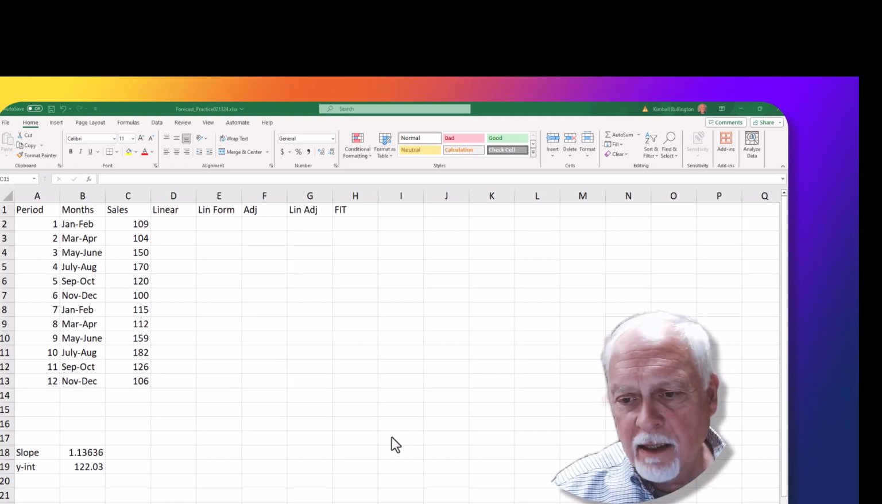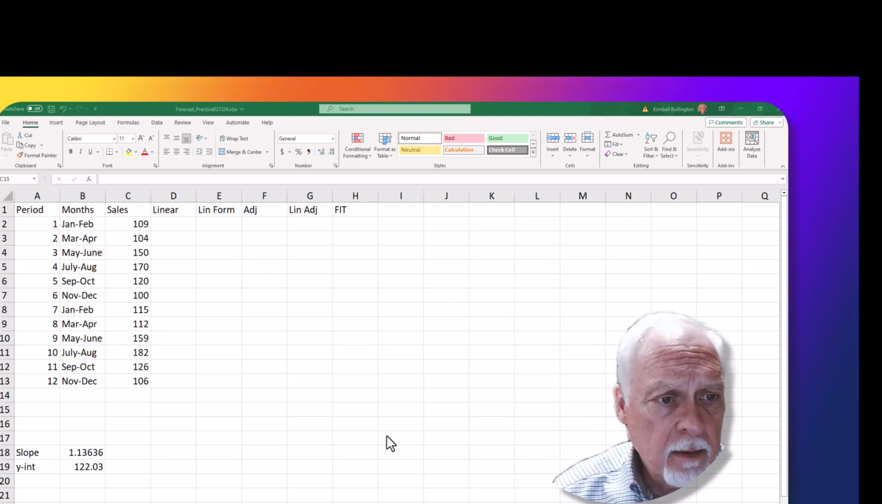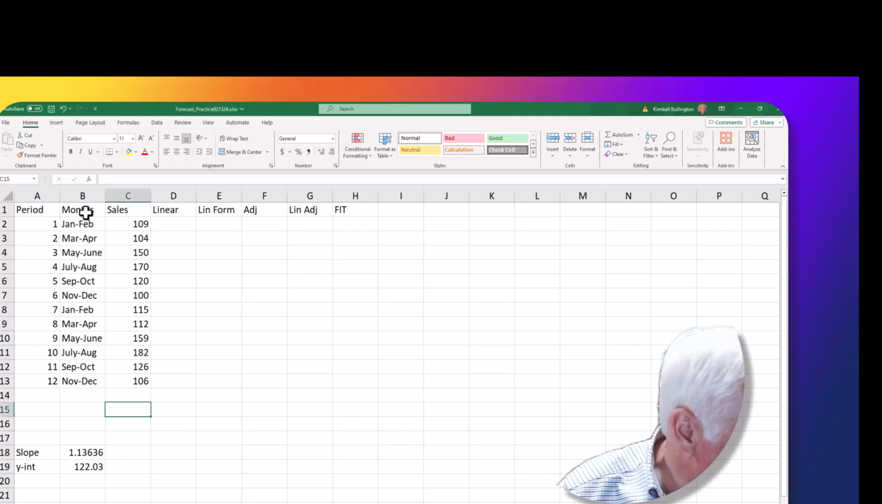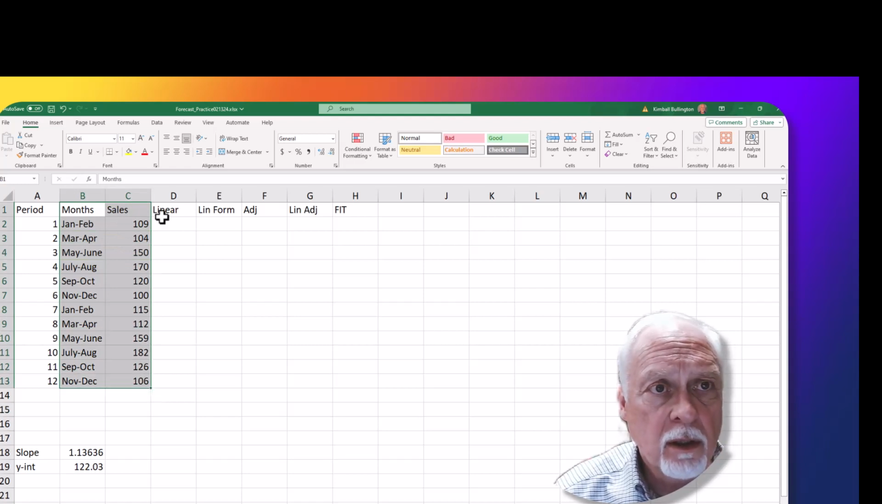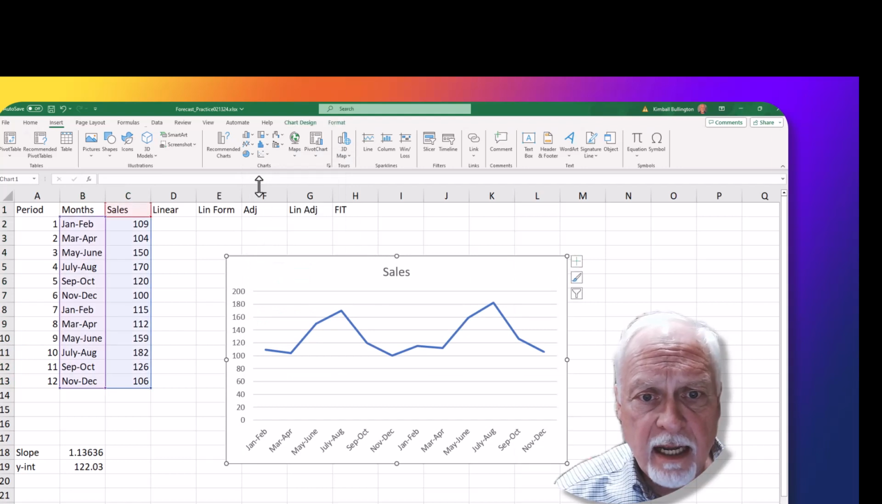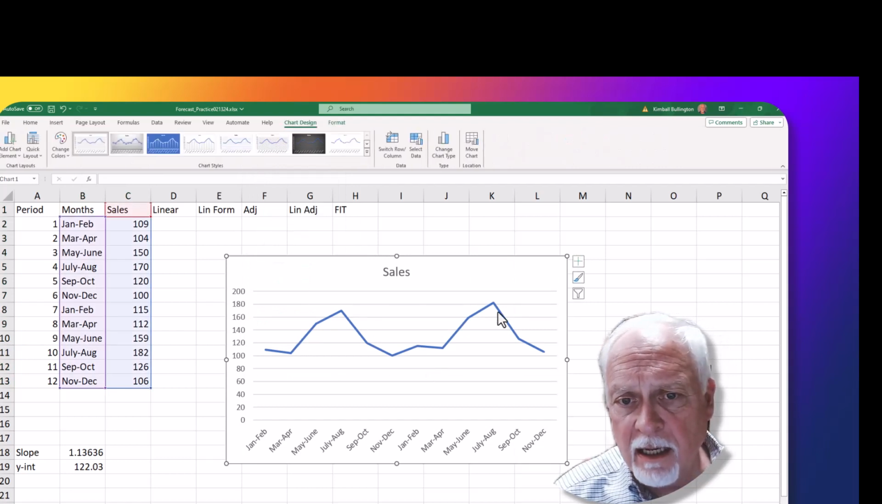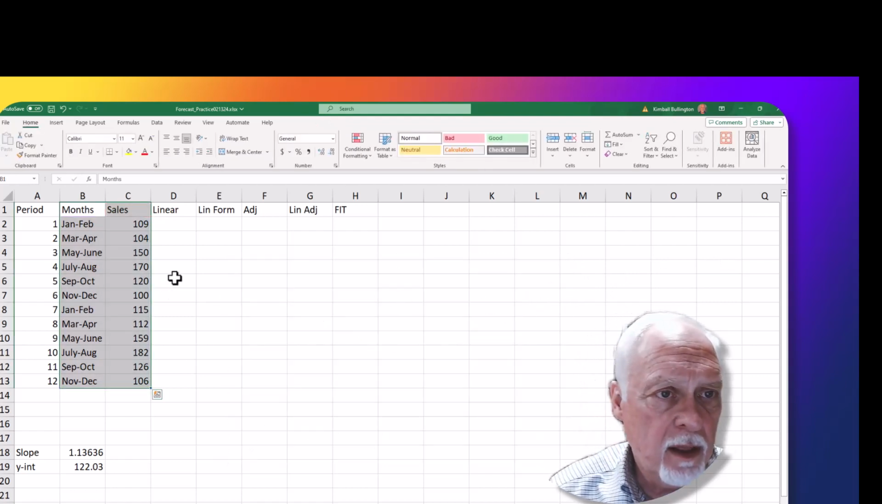Hi, we're looking at linear trend with seasonality. So I have data from problem 25 in here, and let's first of all just take a quick look at a graph of the data, and you definitely see what looks like seasonality. We don't have a lot of data here. I'm going to go ahead and get rid of that.